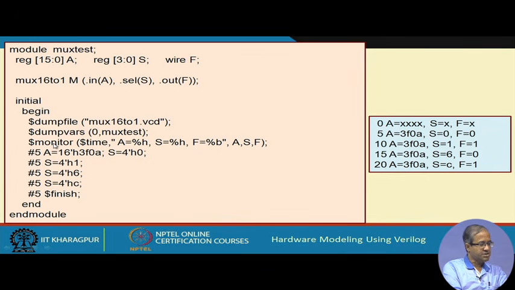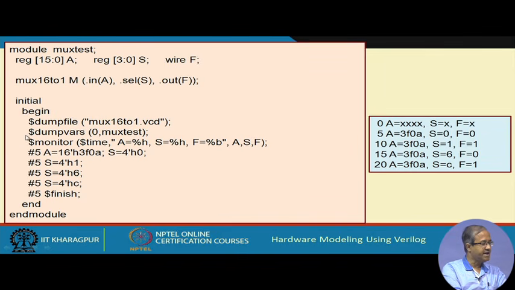Monitor means whenever any of the variables A, S or F changes, only then do you print. You do not print at every time 1, 2, 3, 4; you do not continuously go on printing. Whenever there is a change, only then you print. That is the purpose of this monitor statement. Now, I specify the inputs.